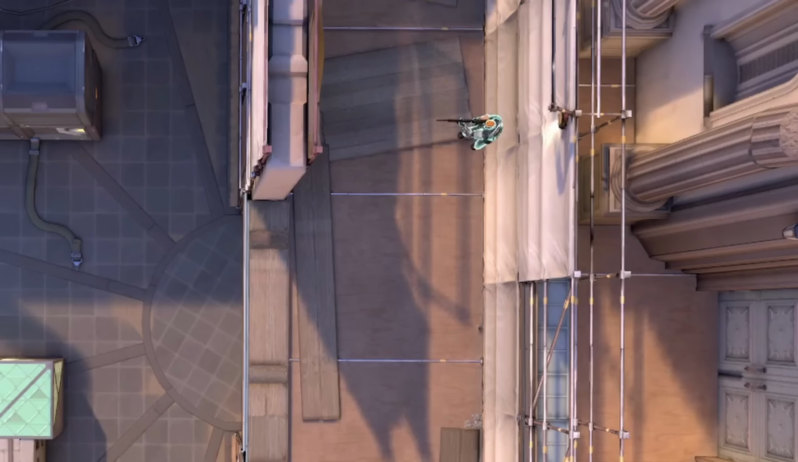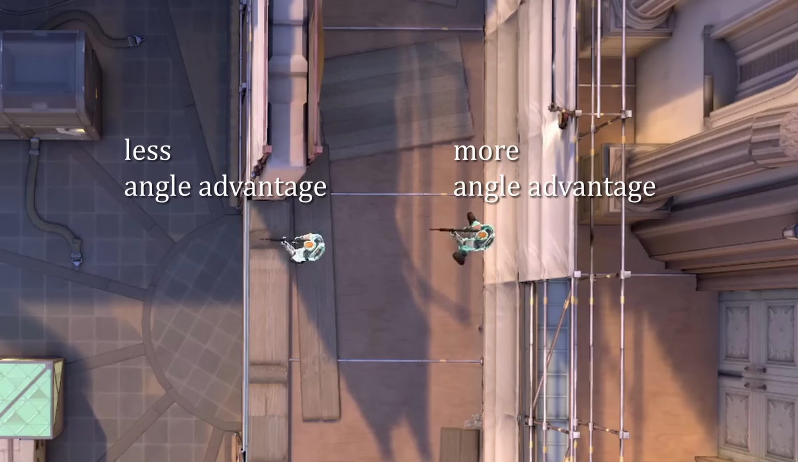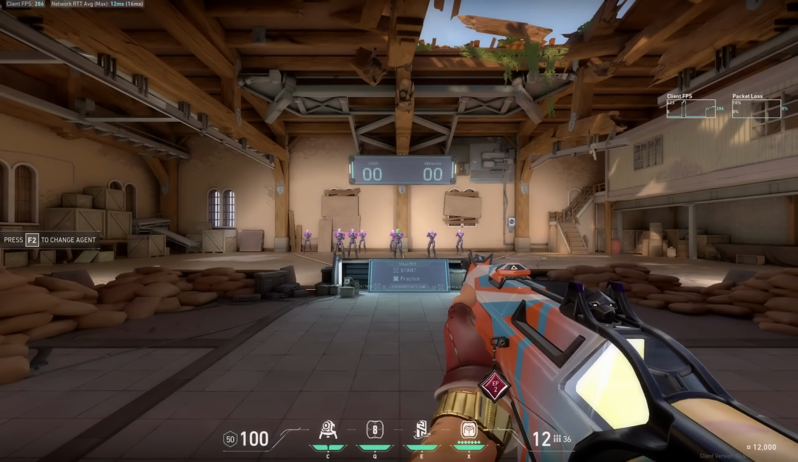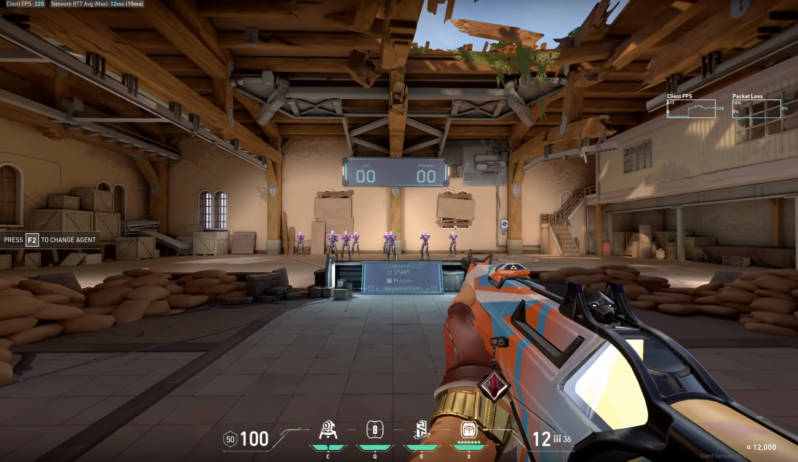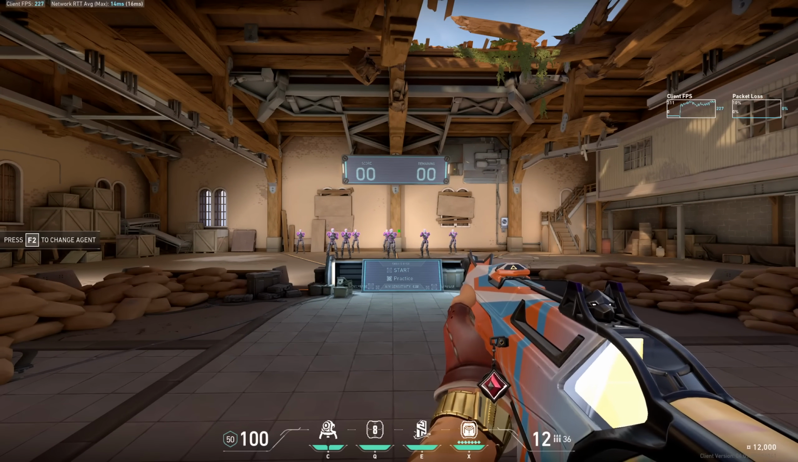This means you can predict how most people will peek an angle. Players will usually peek an angle as far back as possible, so that they have the maximum angle advantage. With that out of the way, let's break crosshair placement down even more. Your crosshair needs to be at the correct horizontal and vertical coordinates. Let's talk about horizontal coordinates first.